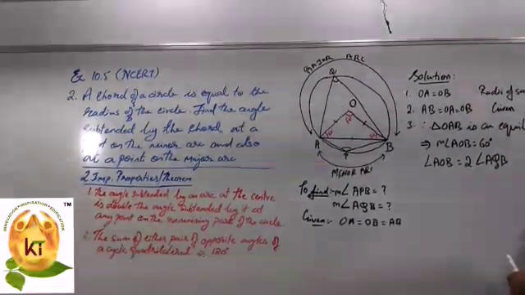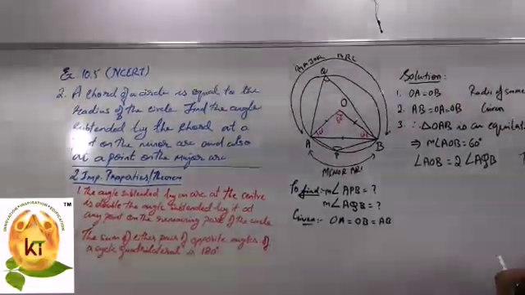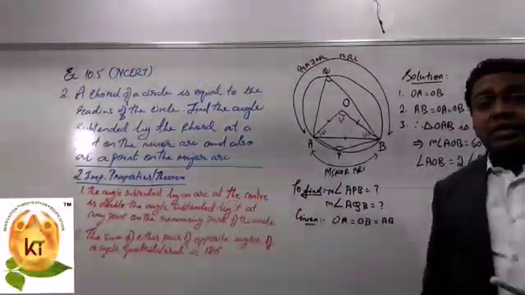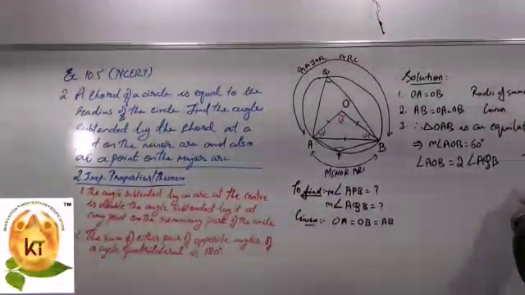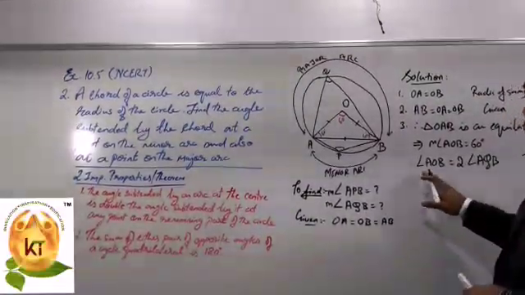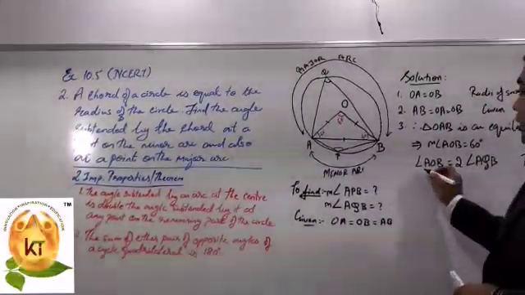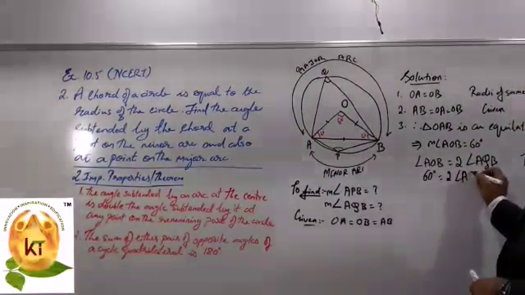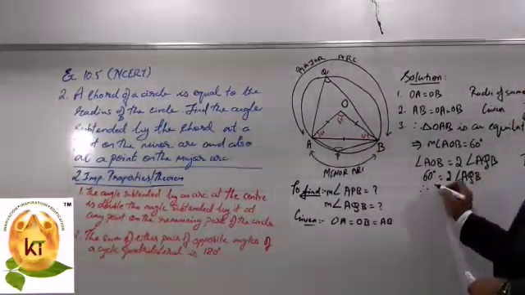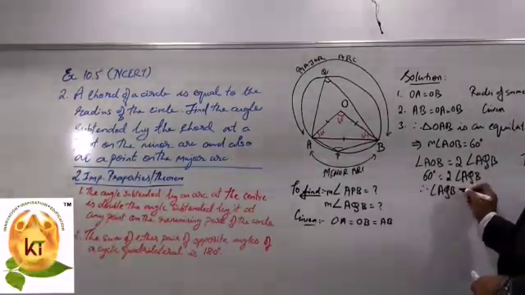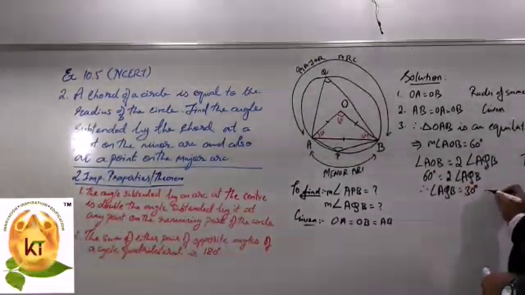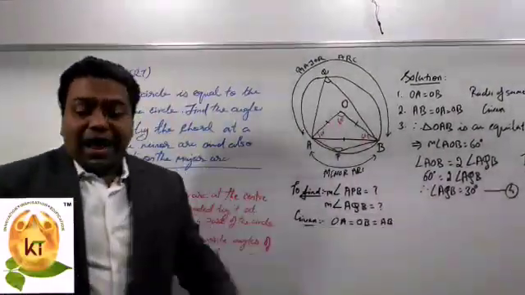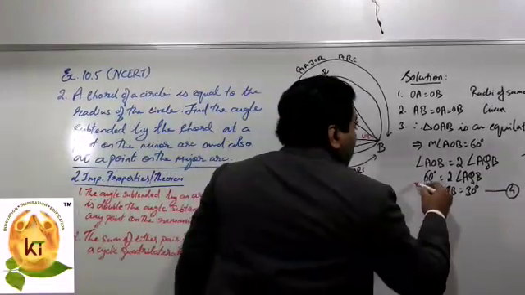That's the angle subtended by the arc. That's the theorem reason that you're going to write. So angle AOB is twice AQB. Now I know what AOB is. That's 60 degrees is equal to twice angle AQB. So that gives me angle AQB is equal to 30 degrees. I number it as 4. So I got the measurement of angle AQB as 30 degrees.